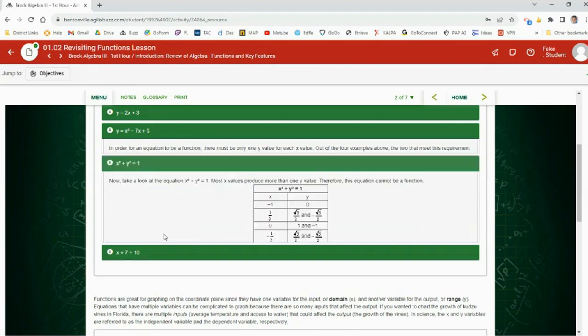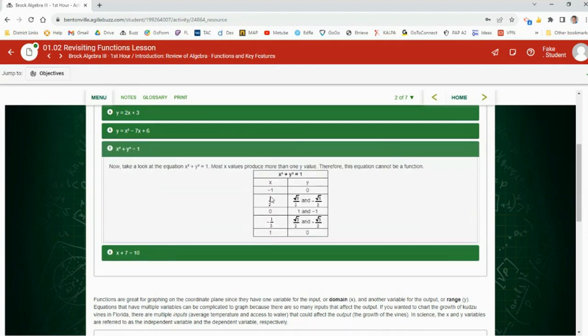Now, these two, it said, did not meet the requirements of a function. Why not? Well, let's substitute -1 in there. Okay, well, it just has one value for that. It's 0.